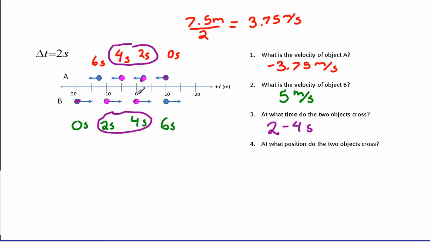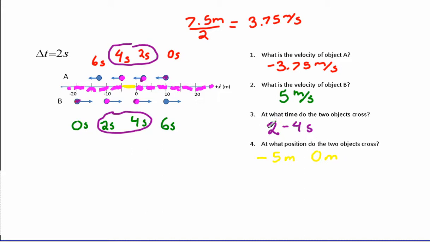Well, it couldn't have happened anywhere to the right of 0 meters, because B was at 0 meters at 4 seconds, and we know the crossing happened somewhere between these two times. And it couldn't have happened anywhere to the left of -5 meters, because A was there at 4 seconds. So by narrowing out those two possibilities, we're left with a small region where the crossing could have occurred. So we know for sure that the crossing happened between -5 meters and 0 meters.